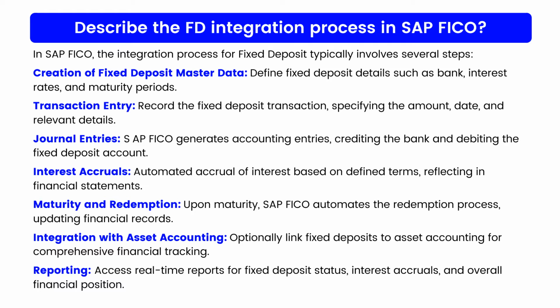Journal entries. SAP FICO generates accounting entries, crediting the bank and debiting the fixed deposit account. Interest accruals. Automated accrual of interest based on defined terms, reflecting in financial statements. Maturity and redemption. Upon maturity, SAP FICO automates the redemption process, updating financial records. Integration with asset accounting. Optionally link fixed deposits to asset accounting for comprehensive financial tracking. Reporting. Access real-time reports for fixed deposit status, interest accruals, and overall financial position.